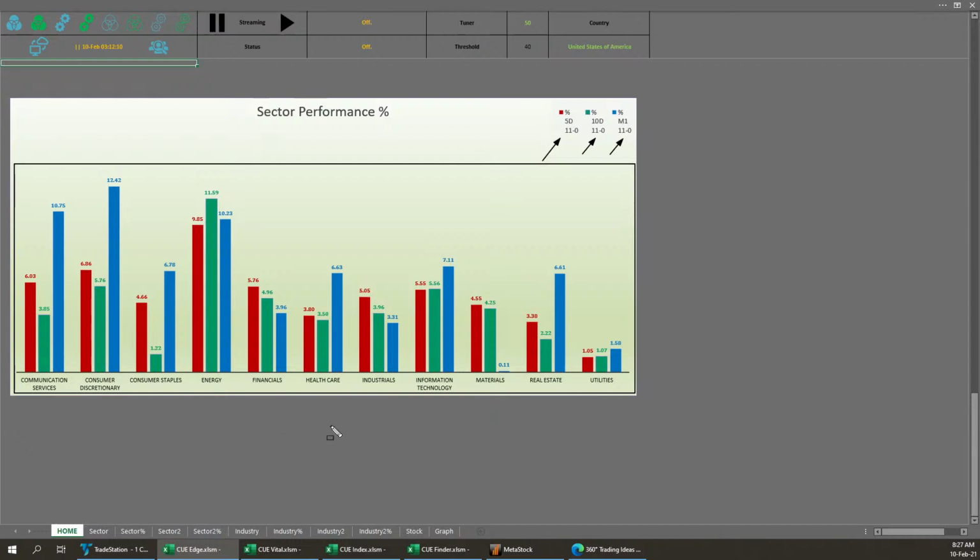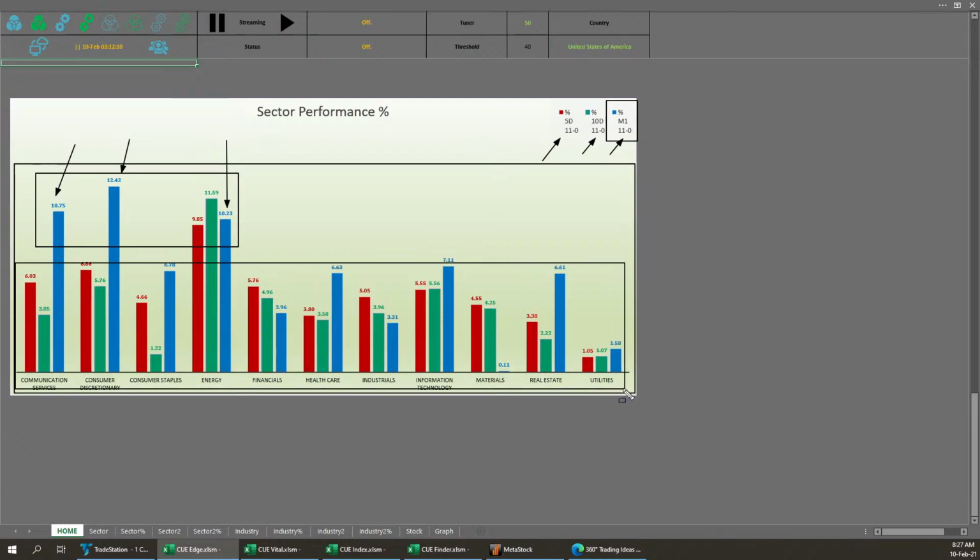Large percentage gain in some of the sectors over 1 month. Communication services over 1 month up by more than 10%. Consumer discretionary 12.4%. Energy more than 10%. These three sectors were up by more than 10% over 1 month period, the blue bars. And over all the periods, all the sectors are up. That is certainly bullish.